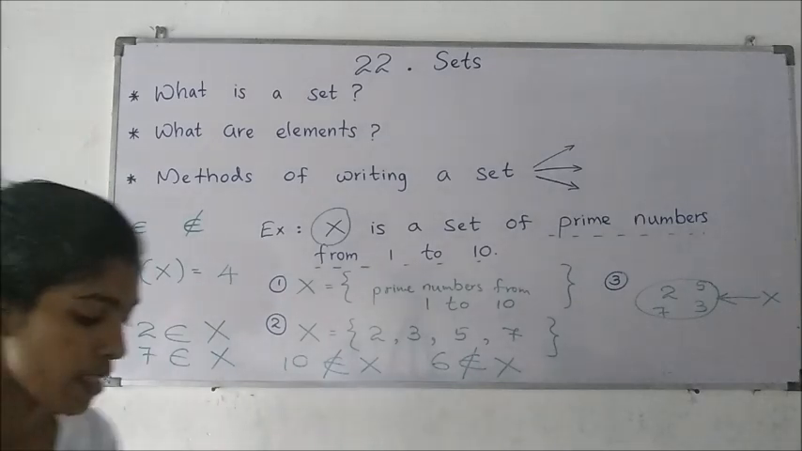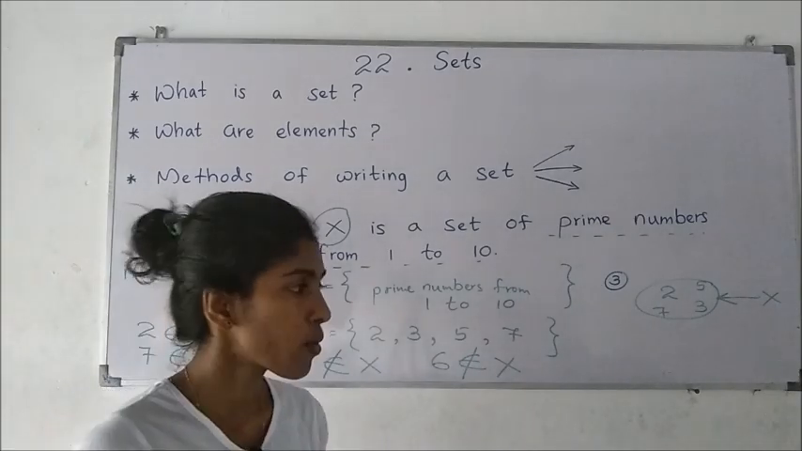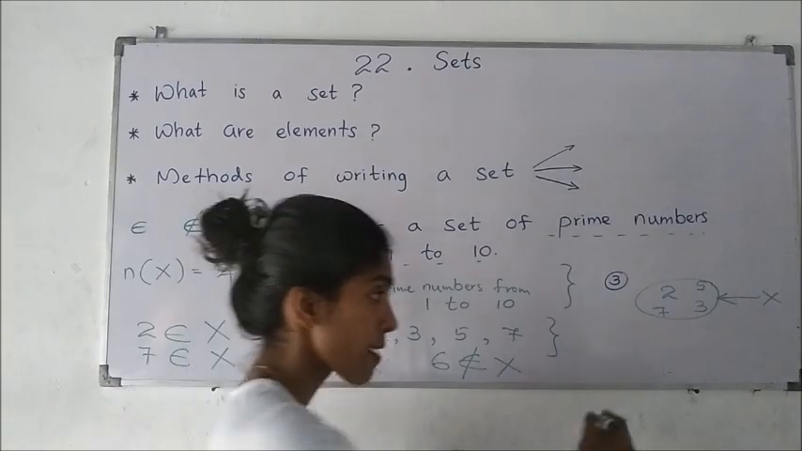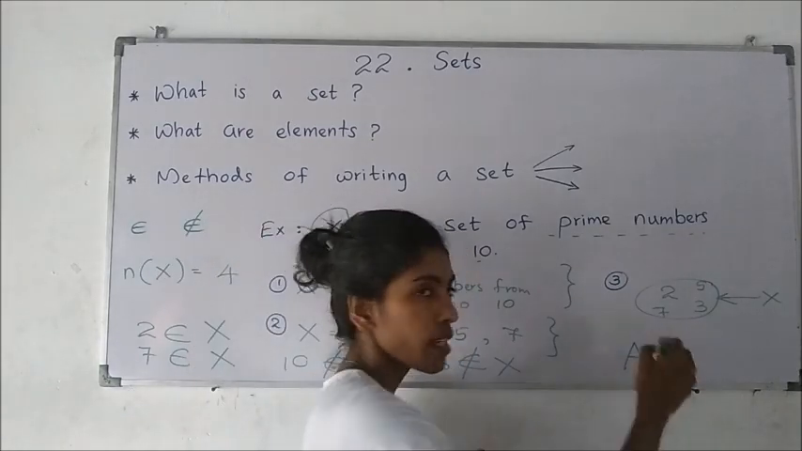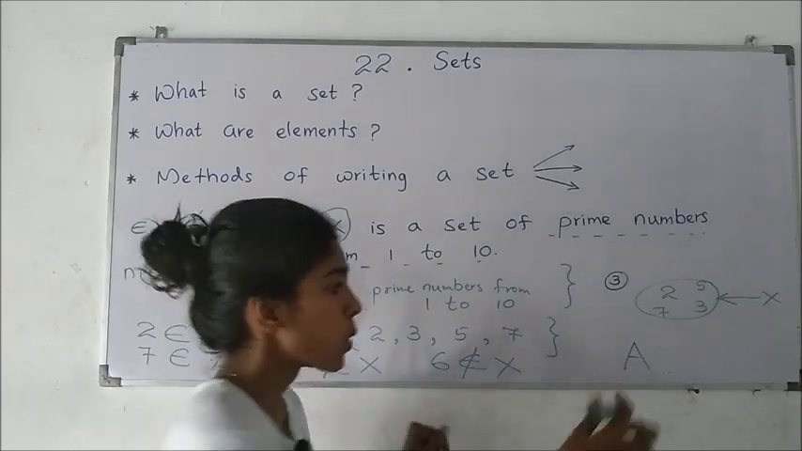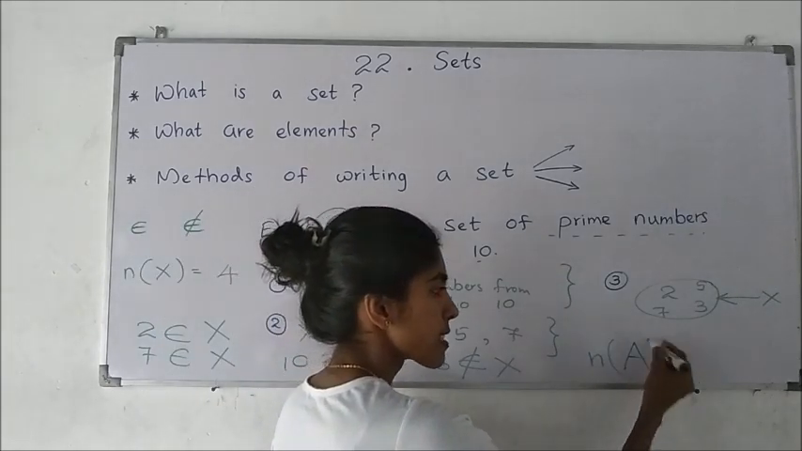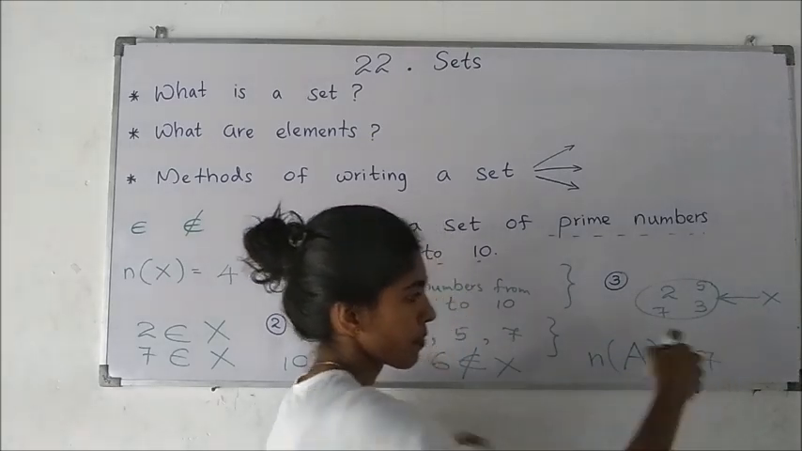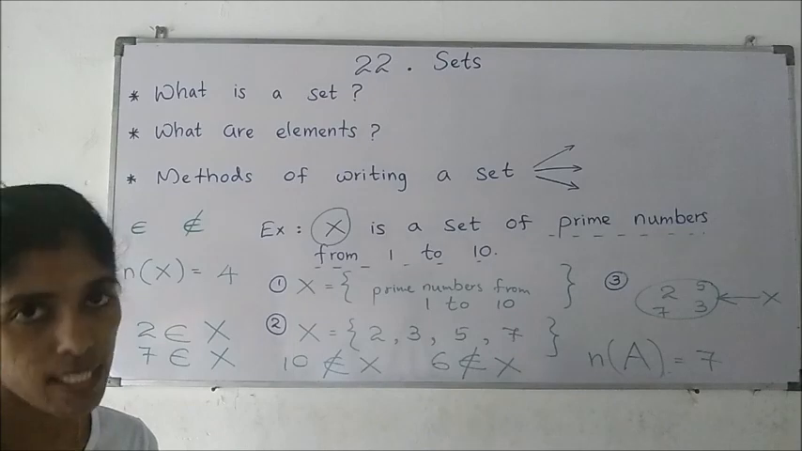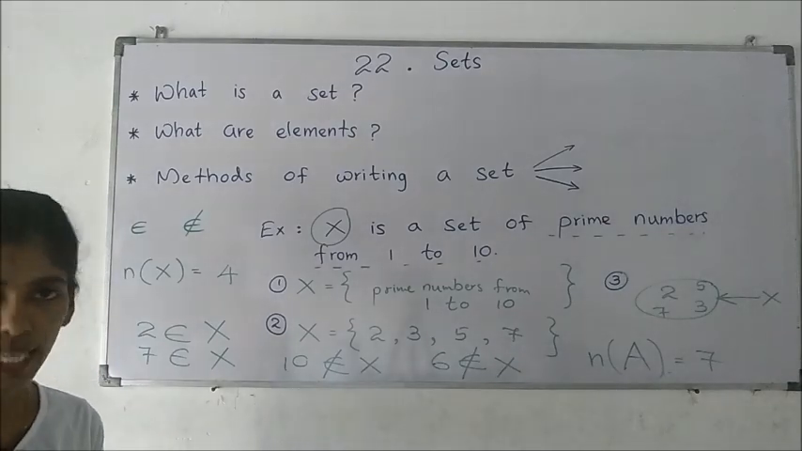If we consider the colors of the rainbow, just think I'm giving a name for that set as A. A represents the colors of the rainbow. How many colors are there? 7 colors. So the number of elements in that set is what? 7. So this is what mainly you learned in your previous grades about sets.